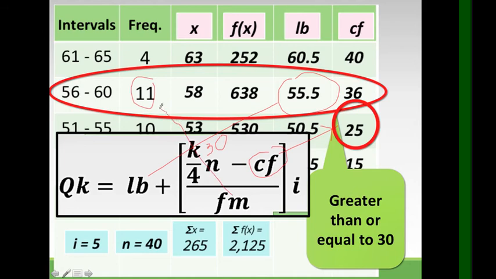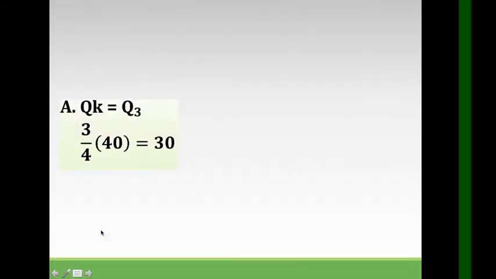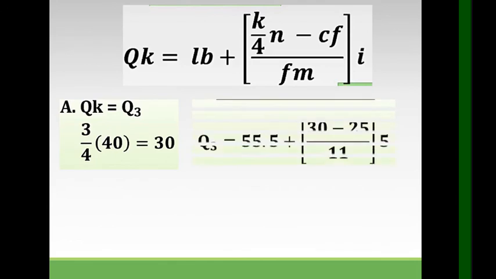And then, lastly, for the interval, this is it. Okay? So those are what we will put in the formula. This is the equation from a while ago, and then we just put everything in the formula. So we have 55.5 plus 30 minus 25 over 11 times 5. So we have 30 minus 25, that's 5, divide by 11, times 5, plus 55.5.